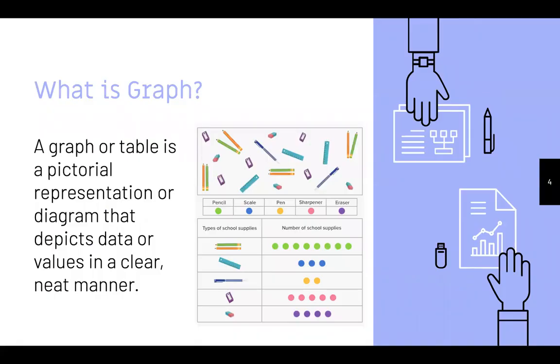A graph or table is a pictorial representation or diagram that depicts data or values in a clear, neat manner. That's an example over to the right. There are an assortment of school supplies in that top picture, all chaotic looking. However, the bottom shows a table organizing those types of school supplies and the number of each, to simplify it, to make it more clear, more neat, more visually appealing as well, and easier to find that information or data.